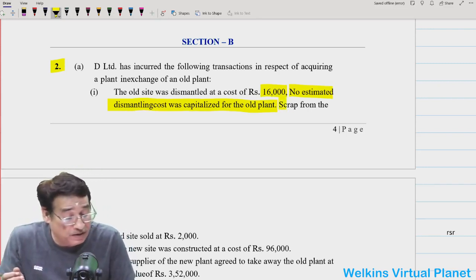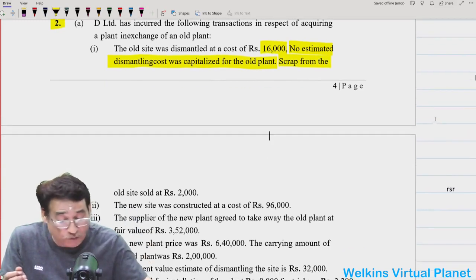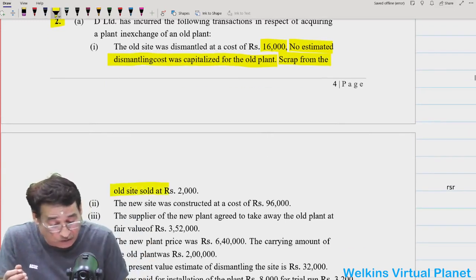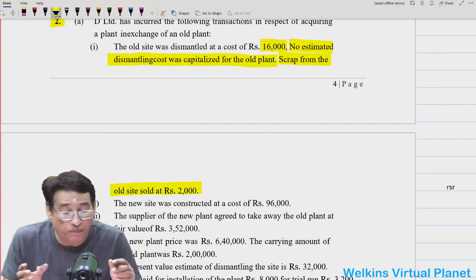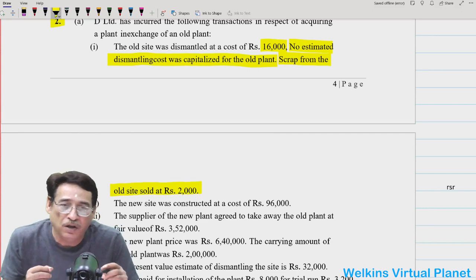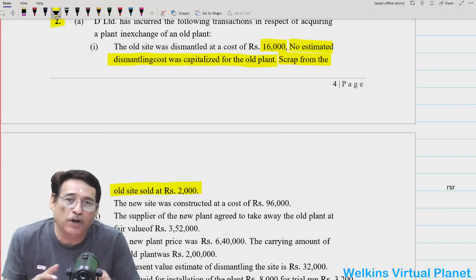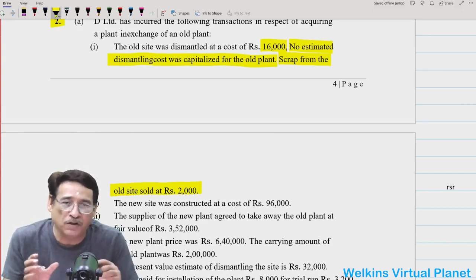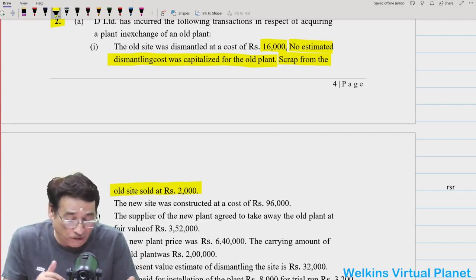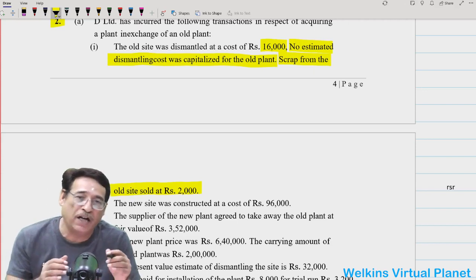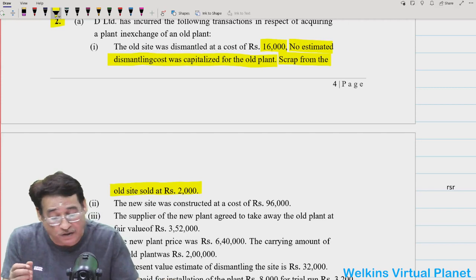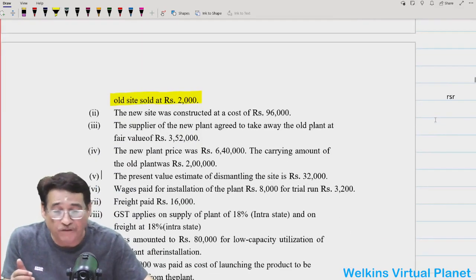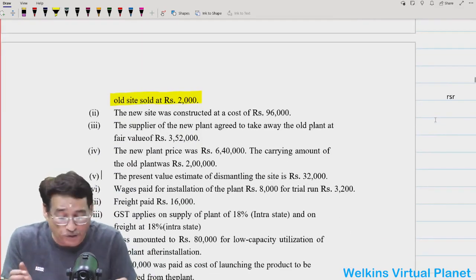Further, the question says that scrap from the old site was sold for ₹2,000. When you are dismantling the old plant, you are incurring the cost. So old machinery account debit to bank account ₹16,000, that will be your normal entry. Similarly, you have realized some amount from scrap, so bank account debit to old plant account or old machinery account, whatever it is. So this scrap will have no connection with the cost of the new plant.